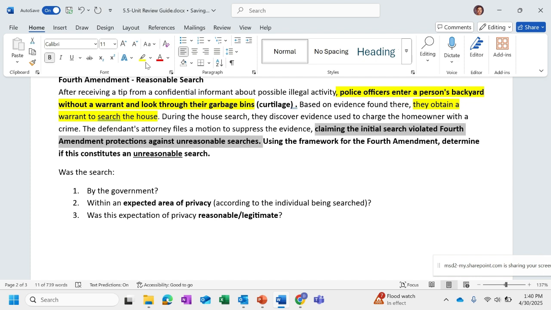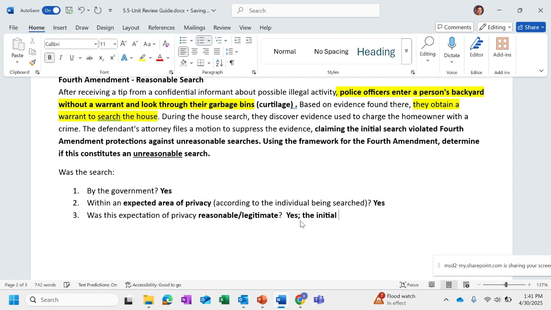So here's what we know. Was it by the government? Yes, the police did it. Was there an expected area of privacy? Well, yeah. I mean, it's their home or around their home, and they're challenging it. So we know, yes, that would be right. So then the question is, was the expectation of privacy reasonable and legitimate? And I would say in this case, yes.